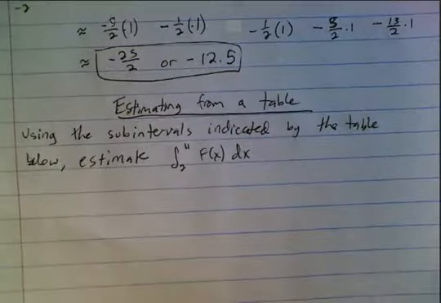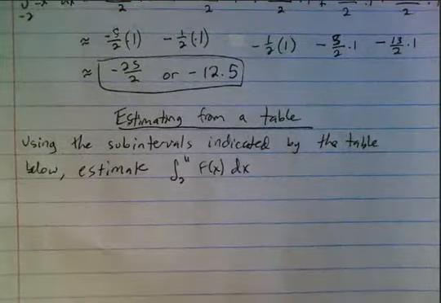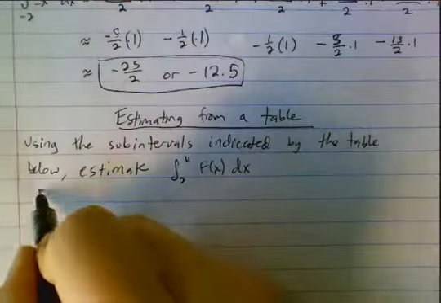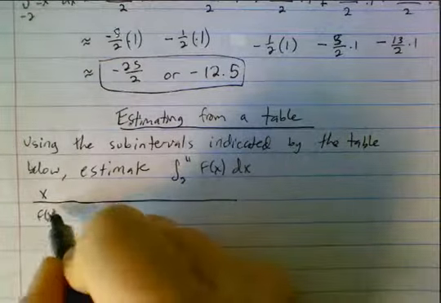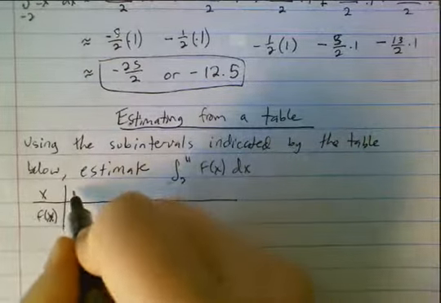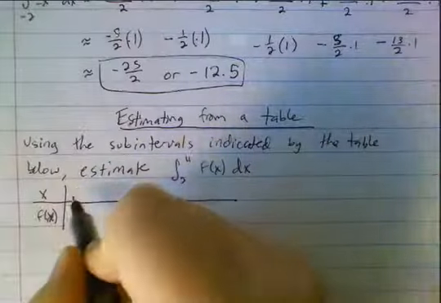So using the subintervals indicated by the table below, which we haven't drawn yet, estimate the integral from 2 to 11 of f of x dx. So we're going to have a little table. There's x, there's f of x. So we're given just some specific points.